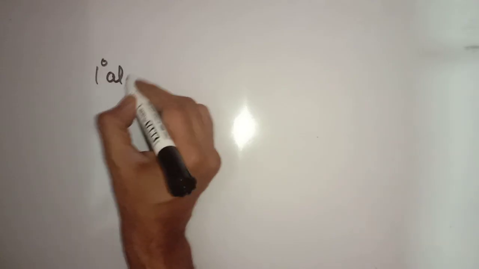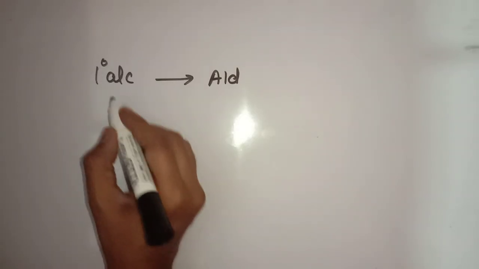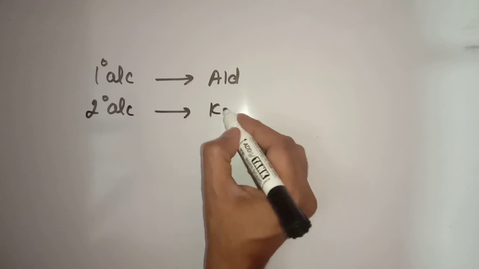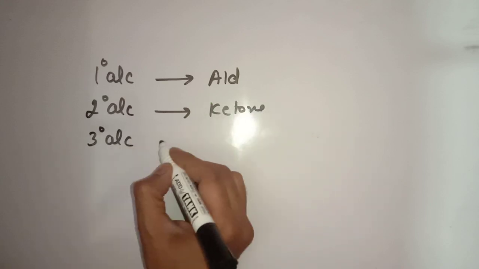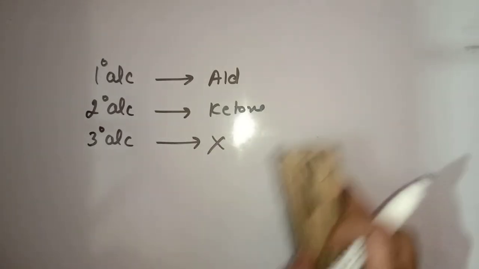Now how will it perform its action? Number one, first we should know directly. It will oxidize 1 degree alcohol to the aldehydic stage, 2 degree alcohol to the ketonic stage, and 3 degree alcohol will not react with Collin's reagent. Let's understand why.